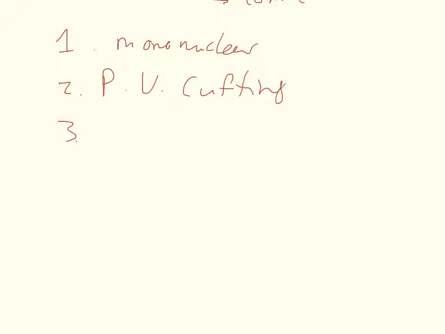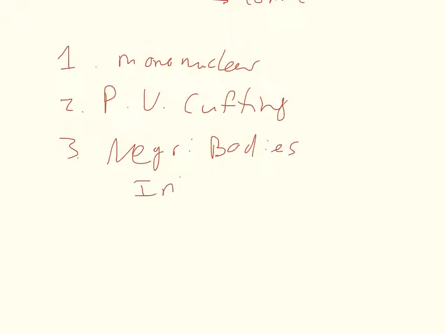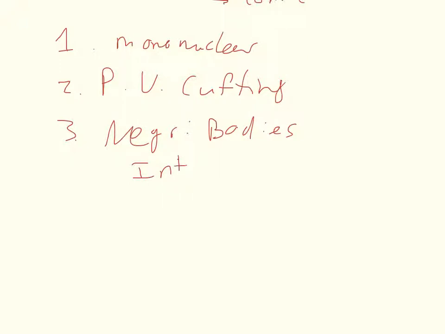Then you're going to expect what are called Negri bodies. A Negri body is basically an intracellular, intracytoplasmic inclusion. So it's going to be inside the cytoplasm; think of it, it's not inside the nucleus, it's inside the cytoplasm. It's a Negri body, and it's going to be in the eosinophils.